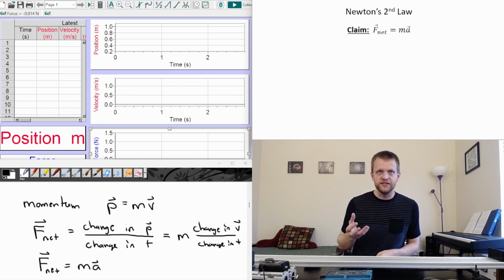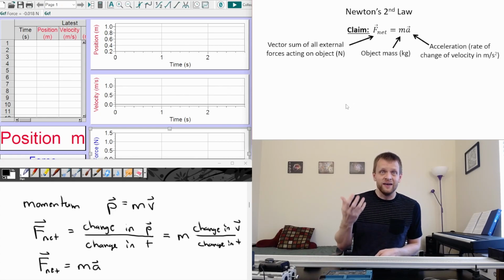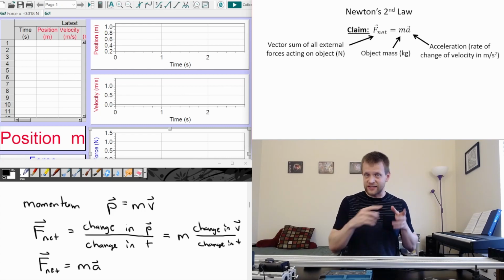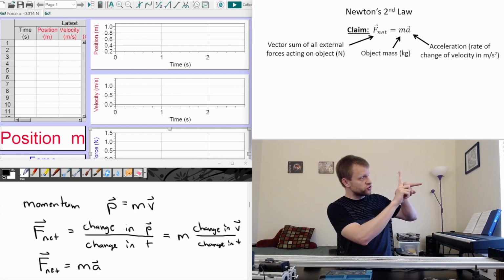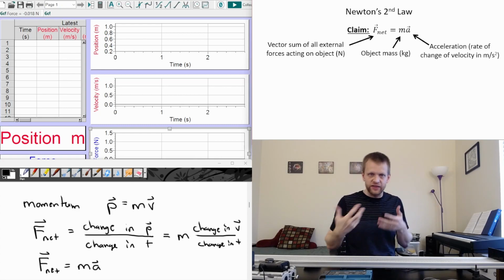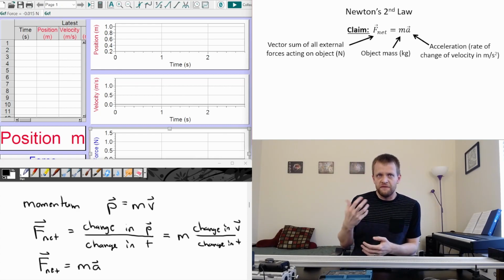Our claim is that the net force acting on the object is equal to the mass of that object times its acceleration. Okay. So again, the net force is the vector sum, because force has direction associated with it. If I have forces going in different directions, I have to add them up differently. The vector sum of all the external forces acting on an object in newtons.